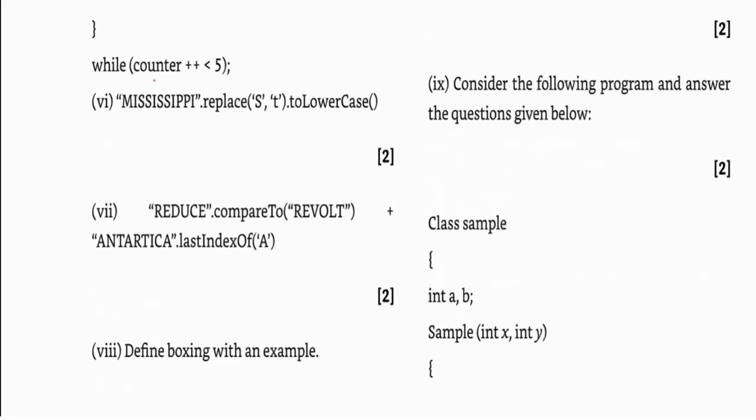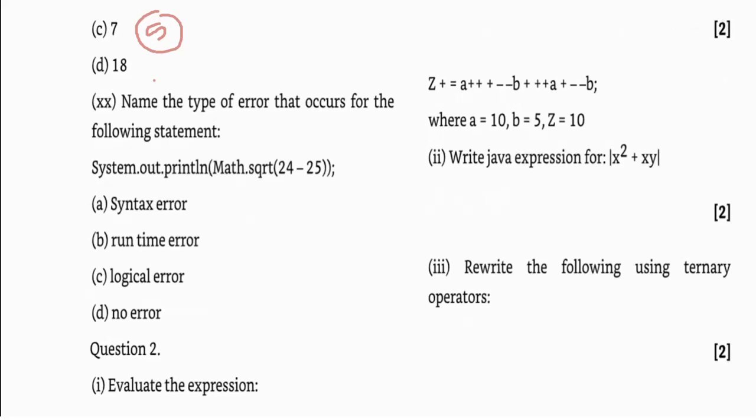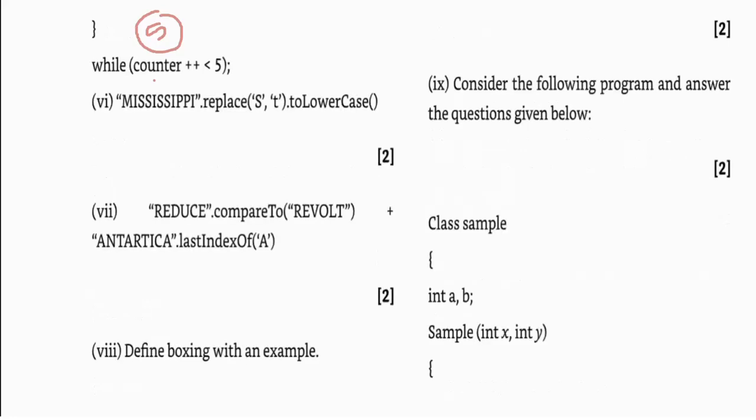So how many times will it execute? For counter 1 it will execute, for counter 2 it will execute, for counter 3 it will execute, for counter 4 and counter 5 it will execute. So this is going to execute 5 times. I think that's what the question was asking. Let me just go back and check it once again. How many times does the following loop execute? What is the output also I have to say.